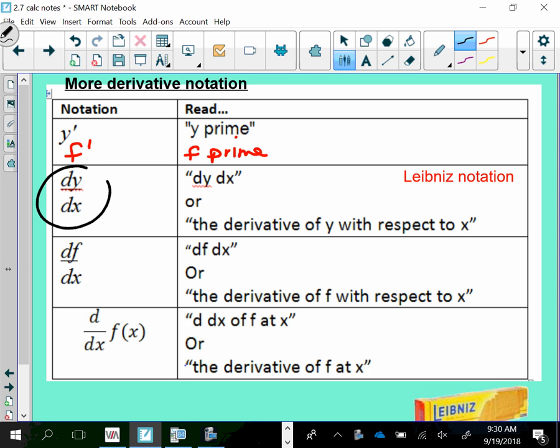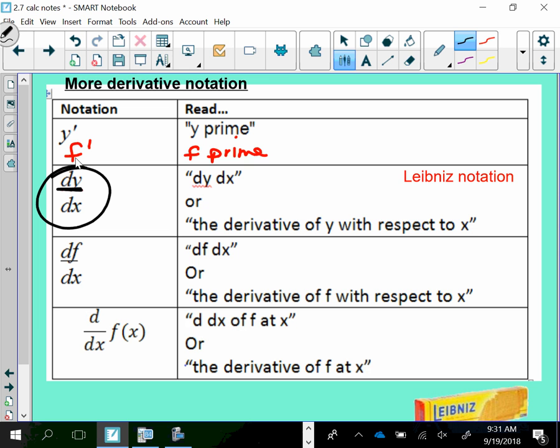dy dx. You say it, dy, kind of pause, dx. You don't say dy over dx because it's really not a fraction. At this moment, it's notation. So this is a line, dy dx. And what it means is the same thing this means, the derivative of y with respect to x.